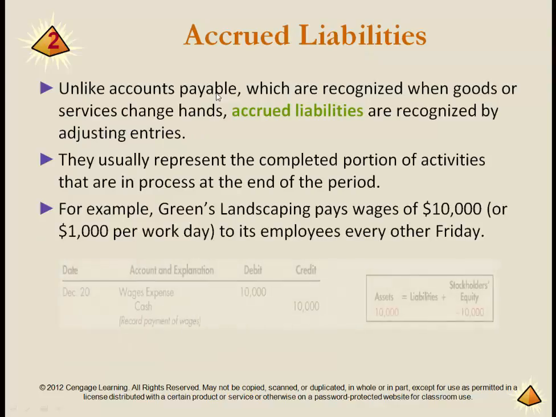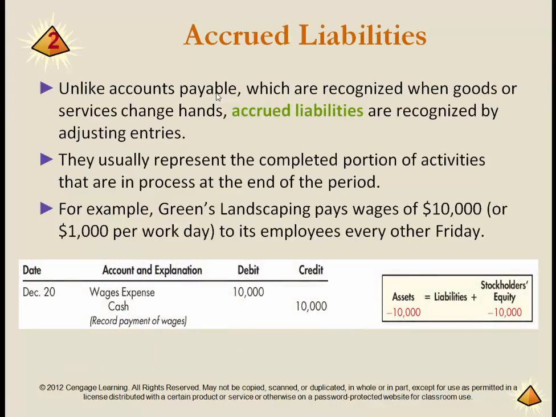You have accrued liabilities. Accrued liabilities are generally driven by adjusting entries. In this case, what we're talking about here is wages that they pay for $10,000, and it says that they pay them for every day worked. So you might have adjusting entries for this, and in this case, it's $10,000 per day worked, and they pay every other Friday. So this is one example of where you would have accrued liabilities.